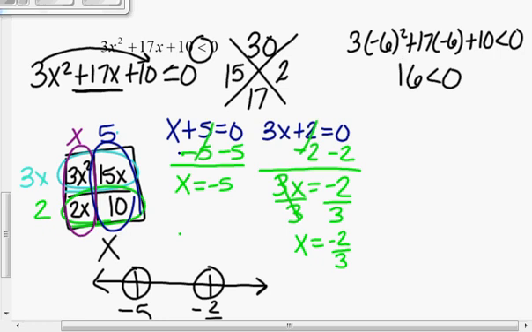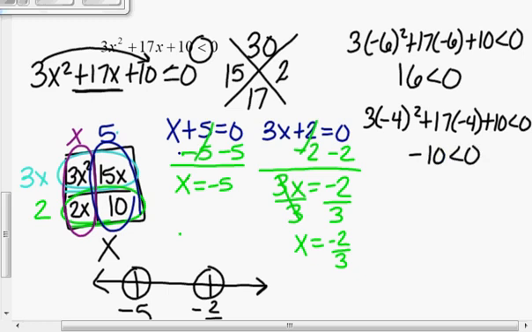Then we can test in between negative 5 and negative 2/3. So we're going to do 3 times negative 4 squared plus 17 times negative 4 plus 10 is less than 0. And you end up getting negative 10 less than 0. This is a true statement, so we're going to put a check above there.